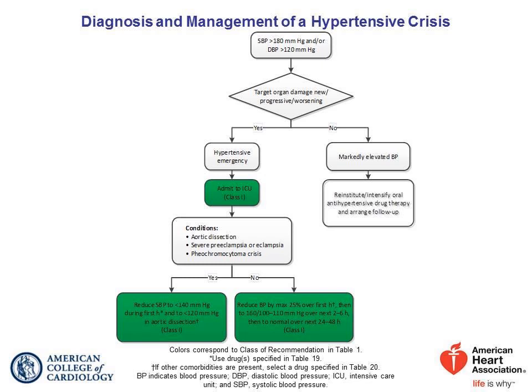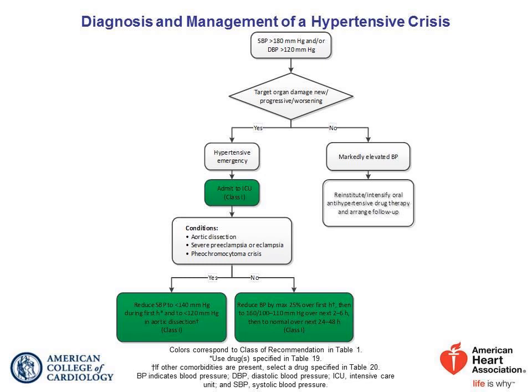According to the American Heart Association and the American College of Cardiology diagnostic algorithm and management strategy of patients with hypertensive crisis, hypertensive crisis is diagnosed when we have a systolic blood pressure above 180 millimeter mercury plus or minus diastolic blood pressure more than 120 millimeter mercury. We look for evidence of target organ damage, either new or progressive or worsening. If there is no evidence and only markedly elevated blood pressure, we can consider reinstituting the drugs, intensifying the oral antihypertensive drugs, and arranging for close follow-up.